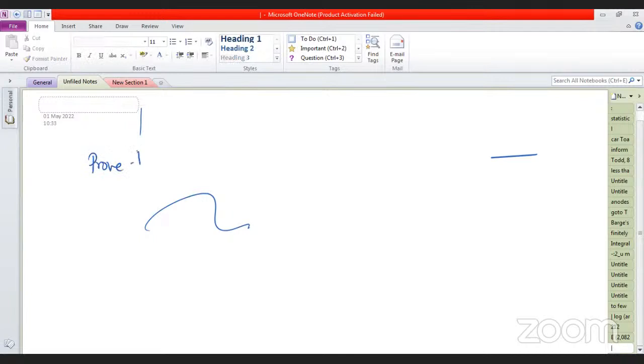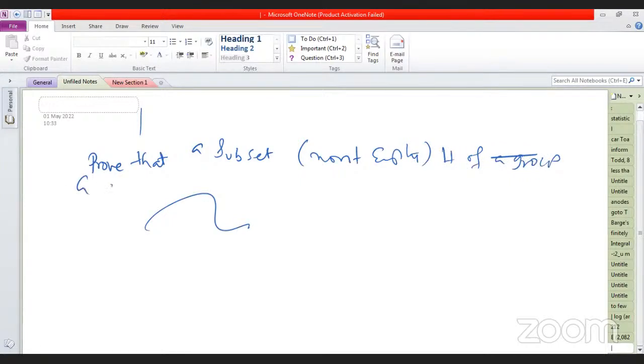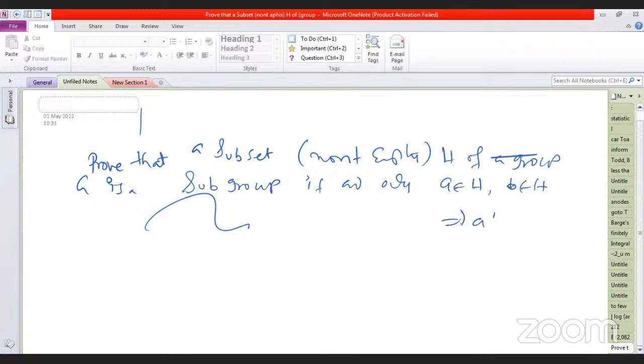Prove that. Any doubts, ask me after the problem. Prove that a non-empty subset H of a group G is a subgroup if and only if A belongs to H, B belongs to H implies A B inverse belongs to H. So we are writing it.